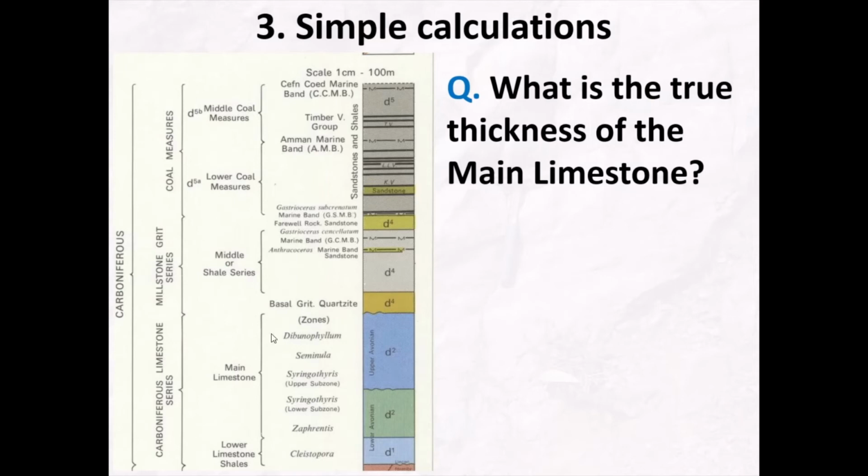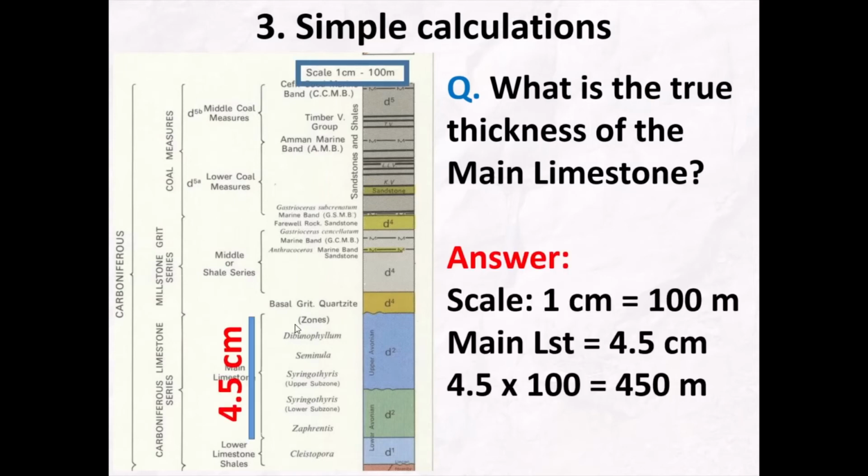Well, we can see the main limestone is here, and if we measure that on our stratigraphic column, we see that the thickness is 4.5 centimeters, which when we multiply it by the scale factor, we can work out that the main limestone has a true thickness of 450 meters. Very simple calculation.